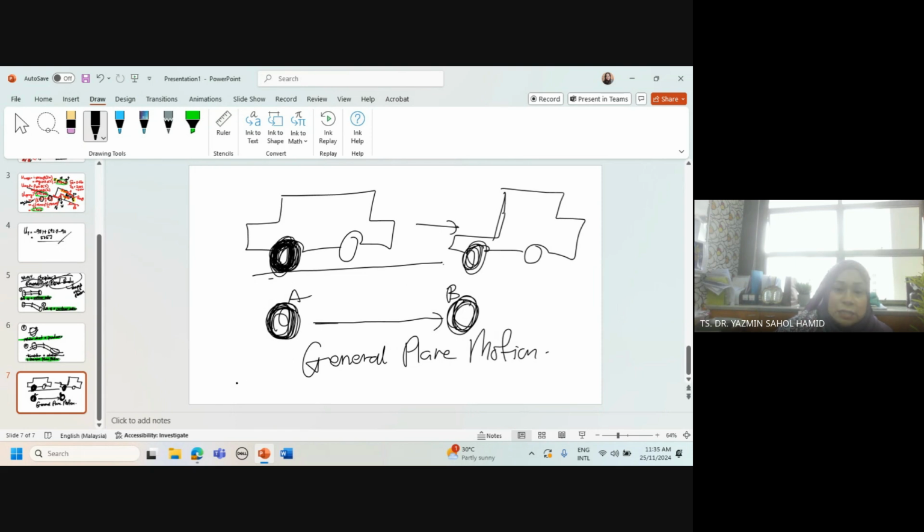Actually, the word translation, you can define it as being drag. You drag it from one point to another point. Does it change position? If it changes position, it means there is translation. If it doesn't change position and it only rotates, it's just rotation about a fixed axis. So for this case, the tire of the wheel is actually general plane motion, because it's a combination of rotation and translation. Okay, understand? That's what you need to understand.